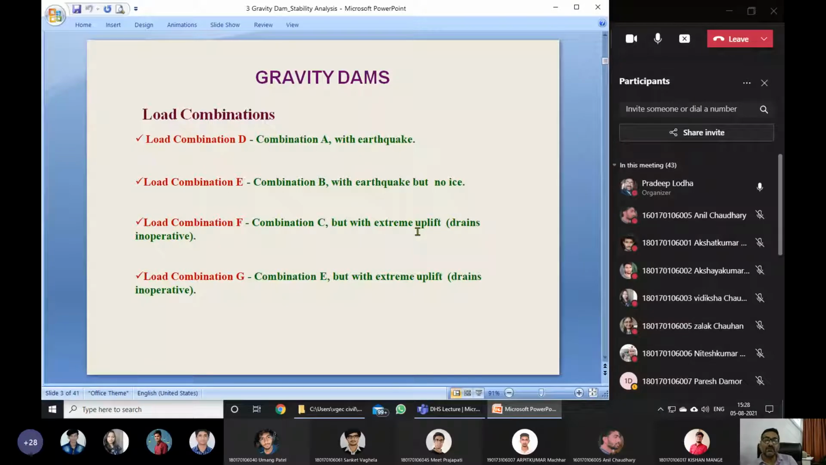No earthquake. Earthquake is in D, E, and G. All three are carrying the earthquake forces, but the F combination doesn't include the earthquake forces. That means it is in zone 2 or 3. So I think these 7 load combinations are well understood. And as per these combinations, they depend upon the geography where you are constructing or where you are in charge of such projects. You need to deal with that, which combination at what time of construction is to be considered for analysis, and accordingly the design should be done.